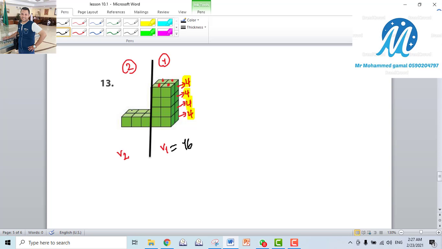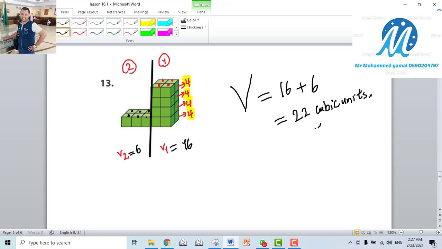This one, if you count it, 1, 2, 3, 4, 5, 6. So it's going to be 6 cubic units. So the total volume is V1 plus V2, which is 16 plus 6, finally 22 cubic units. So our lesson for today was about getting the volume of any shape by just counting how many cubic units it has.